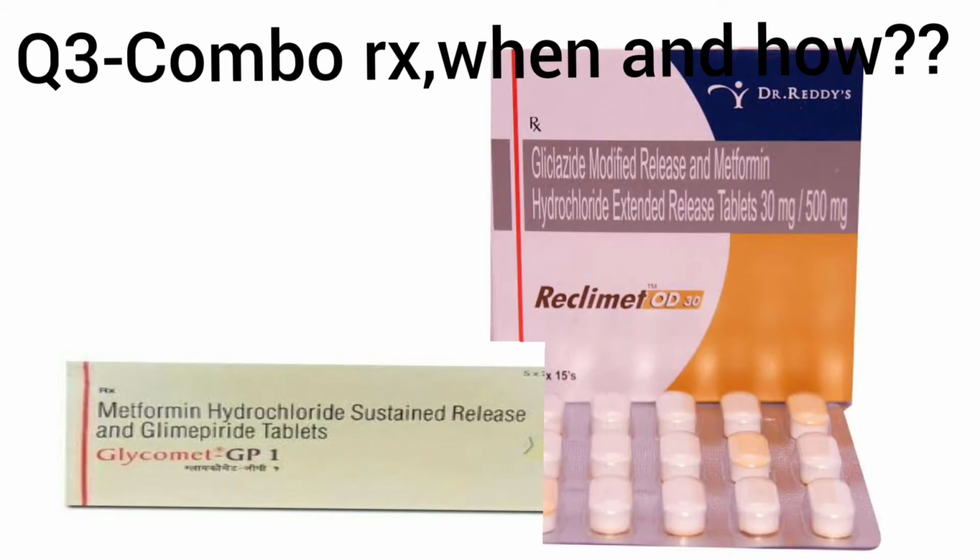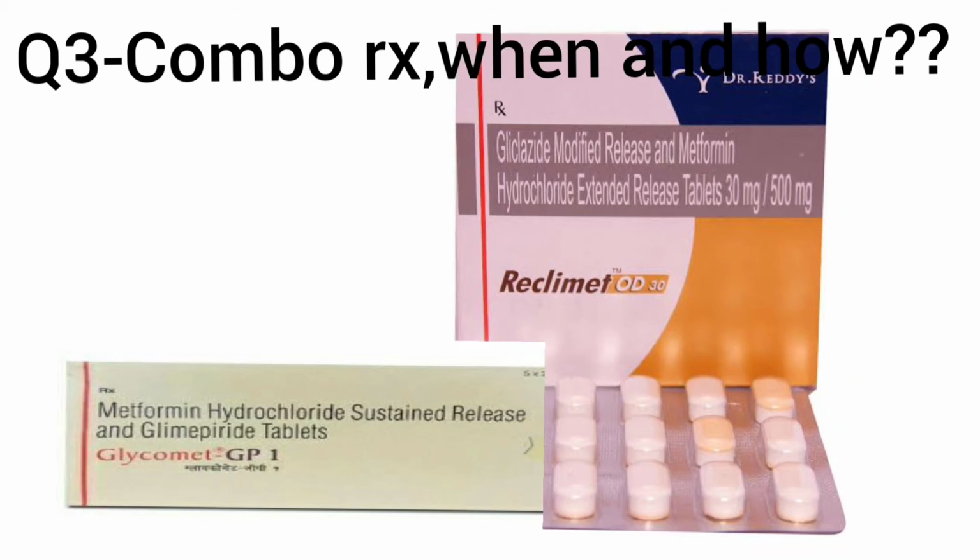The various brands available with the combination of metformin and sulfonylureas are Glycomet GP1 and Reglimate OD. Glycomet GP1 contains metformin and glimepiride. Kindly look on the internet for the various doses available in this combination. Reglimate OD contains gliclazide sustained release tablets and metformin combination. Various doses available can be searched on the internet. Reglimate OD is better when it comes to hypoglycemia risk.